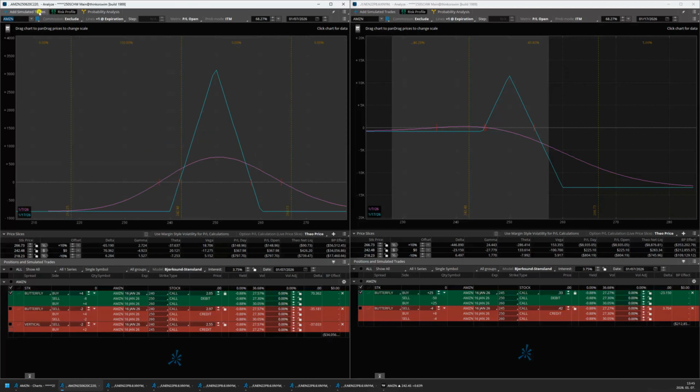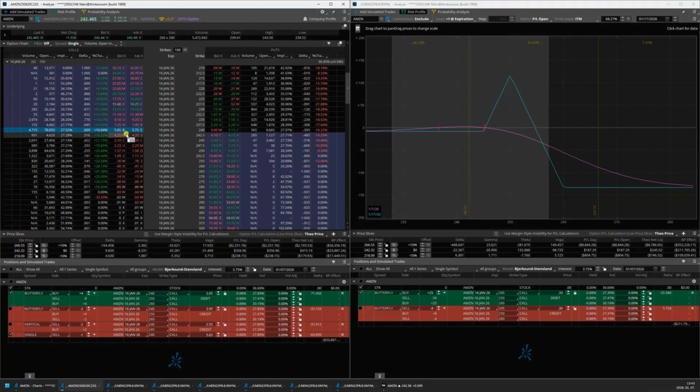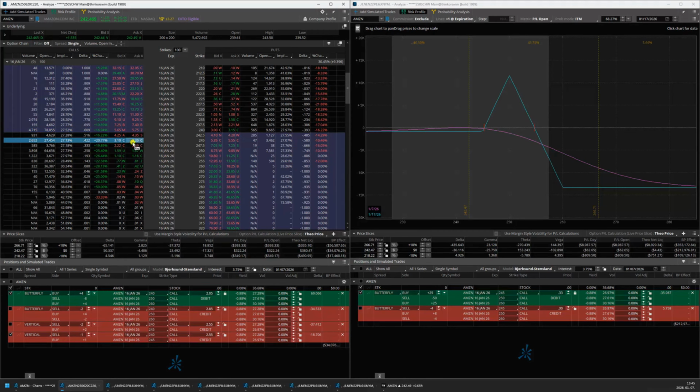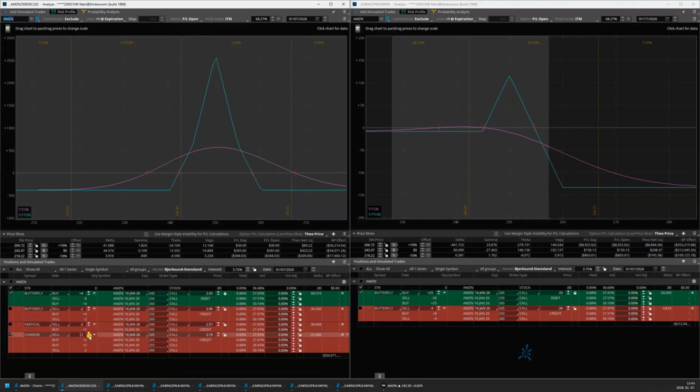Or another thing that someone can do is narrowing the whole butterfly. So how to narrow the whole butterfly? I sell the 240, I buy the 245, I sell the 260 and buy the 255. This is like a normal condor order.